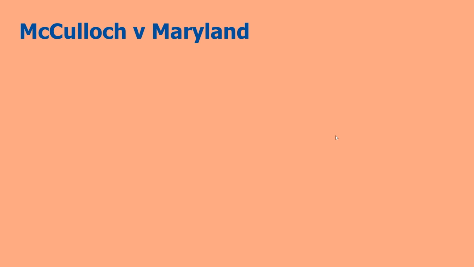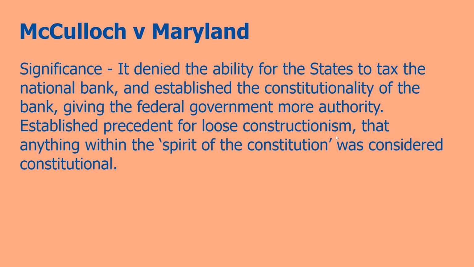McCulloch versus Maryland, I don't know why there's no definition. Whoops. It denied the ability for the states to tax the national bank and established the constitutionality of the bank, giving the federal government more authority. So it basically allowed the national bank to uphold itself. Established the precedent for loose constructionism, that anything within the spirit of the Constitution was considered constitutional. So anything that would be constitutional if it was written in the Constitution, that type of thing, was interpreted as constitutional, and that was allowed.